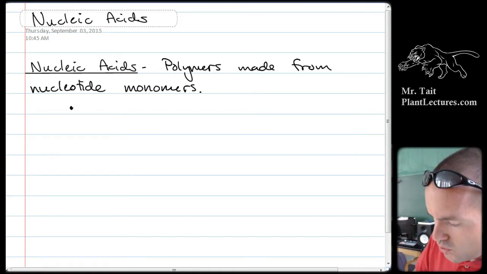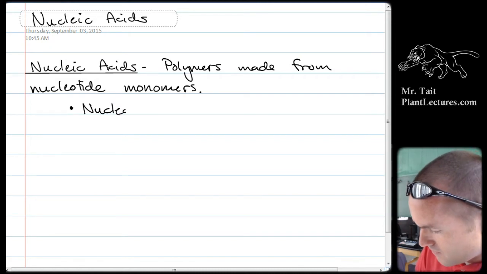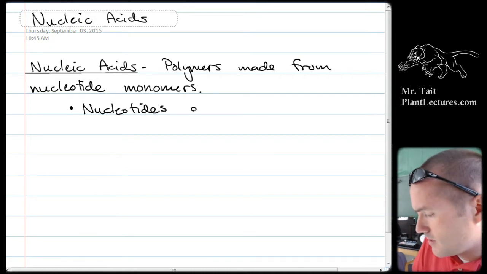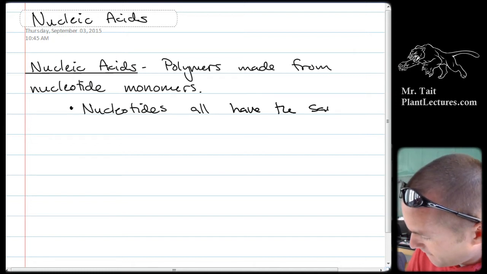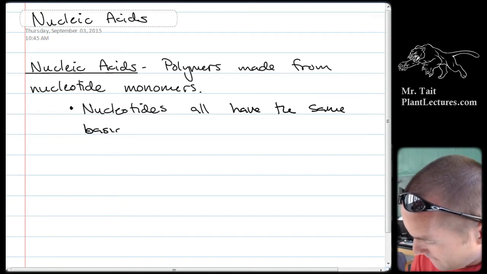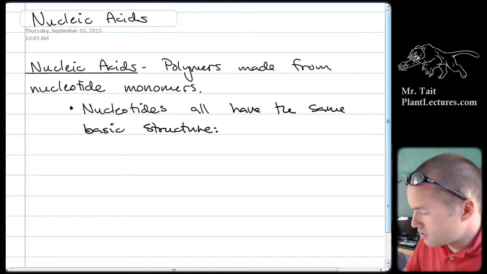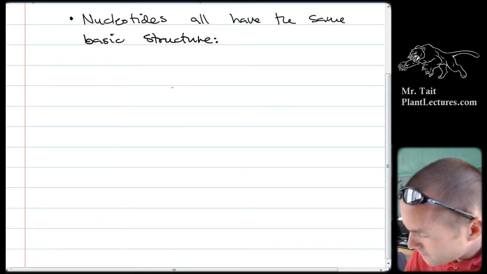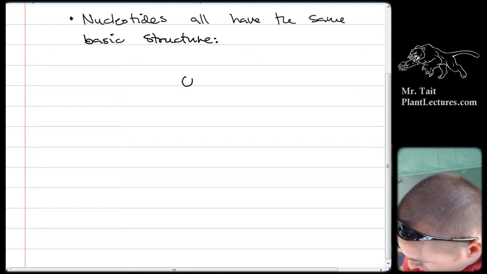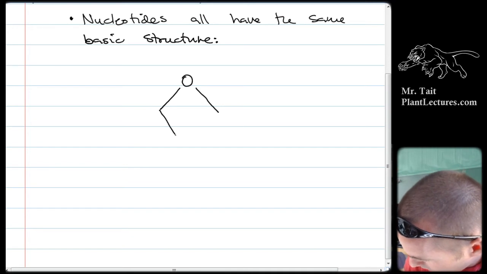Okay, so nucleotides, we've got to talk about what those are. Nucleotides all have the same basic structure, just like amino acids did. And the basic structure looks like this. Okay, so we've got in the center something called a pentose sugar.